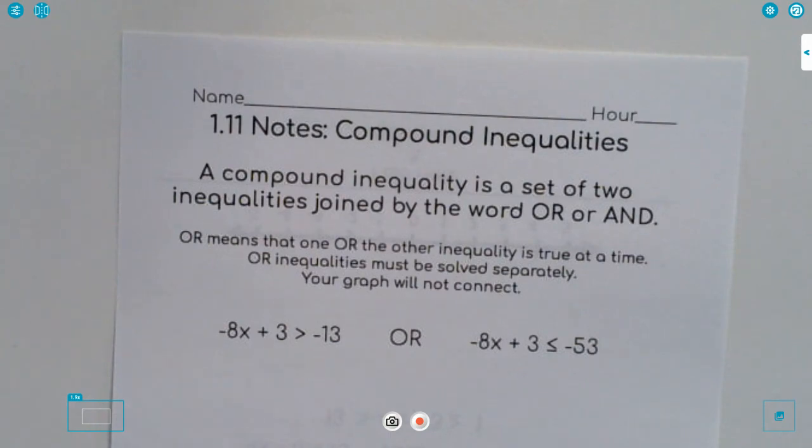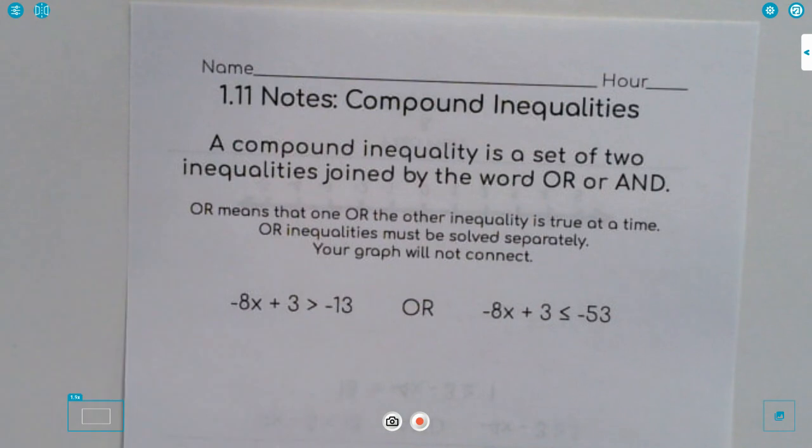Okay, today we are solving compound inequalities. So, right here we have our first definition. A compound inequality is a set of two inequalities joined together by the word "or" or "and". So, we have two types. We have our ors on the front side, our ands are on the back side. Or means that one or the other inequality is true at a time.